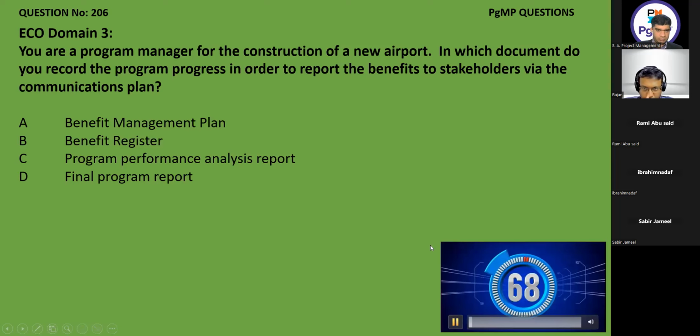206. So this was a very easy question because we discussed a lot in revising the ECO, but this will be a very important question in the exam. Okay. In which document do you record the program progress? Benefit register.